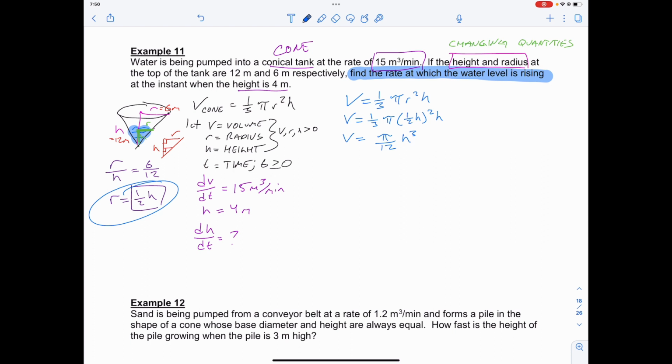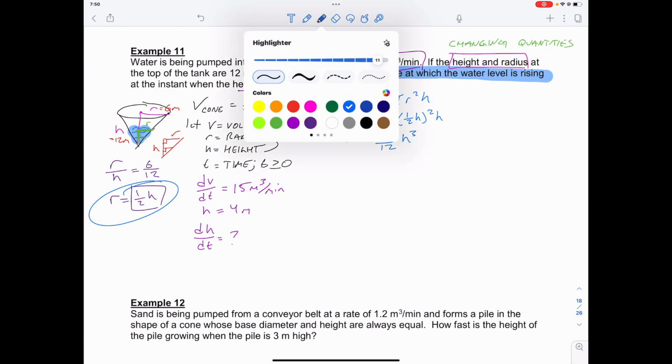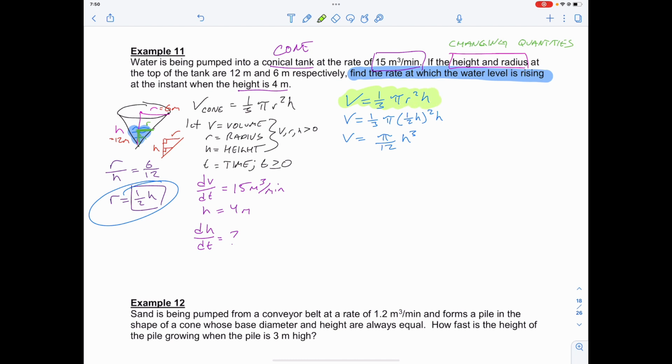Now, if we had differentiated from here, we're going to wind up with a dV over dt, a dH over dt, and a dr over dt. But we don't really want dr over dt in this case. It's not really applicable to this question because even though we have the radius, we can solve what that is in relation to h because they're changing at this set rate.